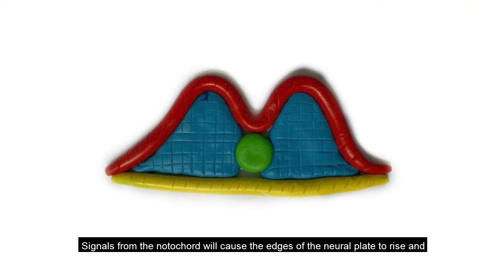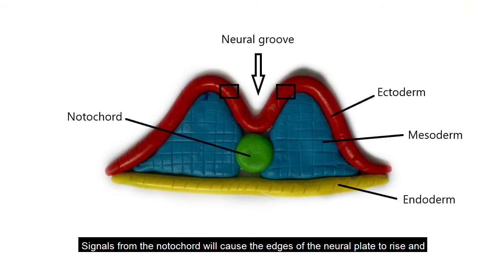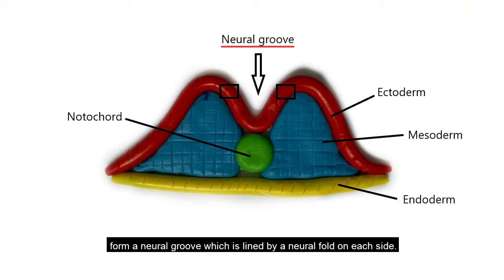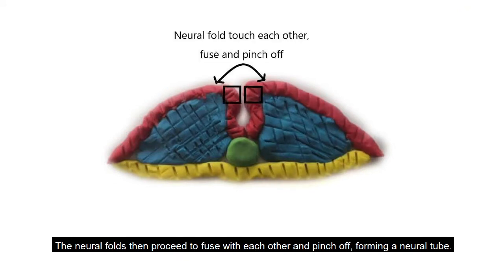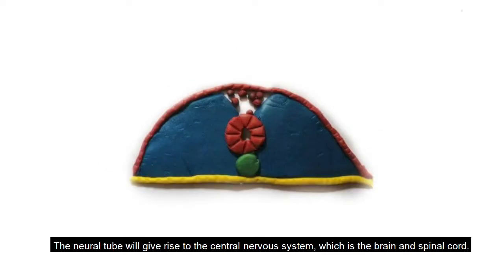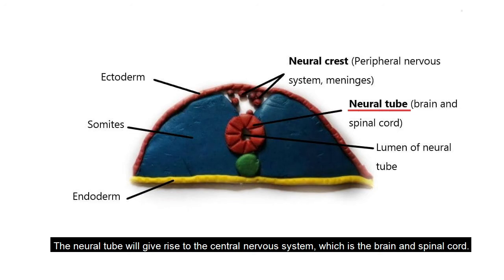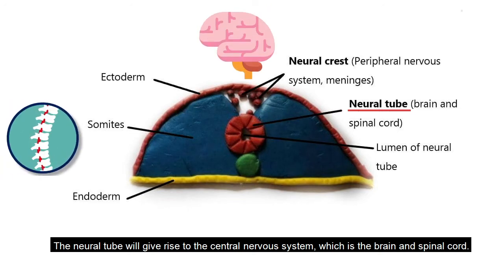Signals from the notochord will cause the edges of the neural plate to rise and form a neural groove, which is lined by a neural fold on each side. The neural folds then proceed to fuse with each other and pinch off, forming a neural tube. The neural tube will give rise to the central nervous system, which is the brain and spinal cord.